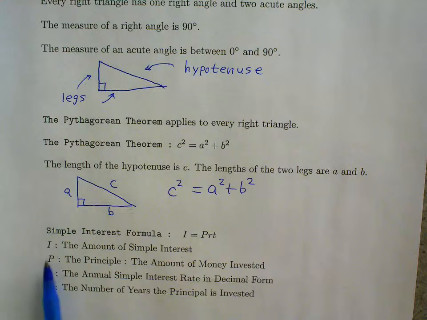Okay, so the interest is measured, well, in the United States anyway, capital I, which represents the simple interest, is measured in dollars. The principal is measured in dollars. That's the amount of money invested. And we'll encounter this formula a little bit later with some actual numbers to use. Okay, on the next page, we'll look at some more formulas.